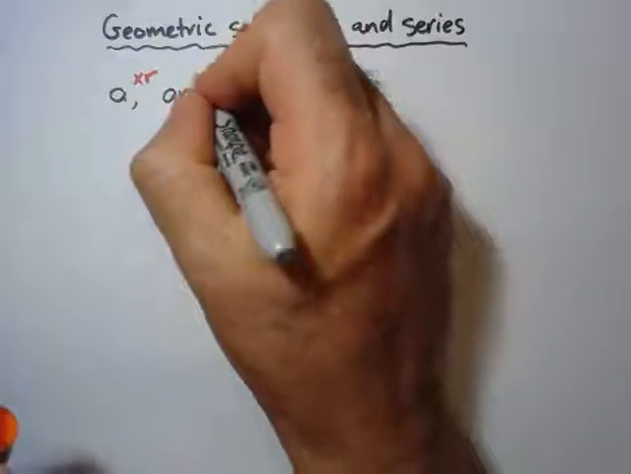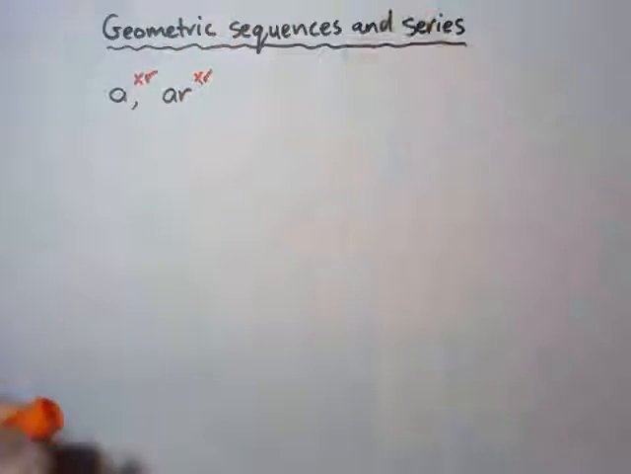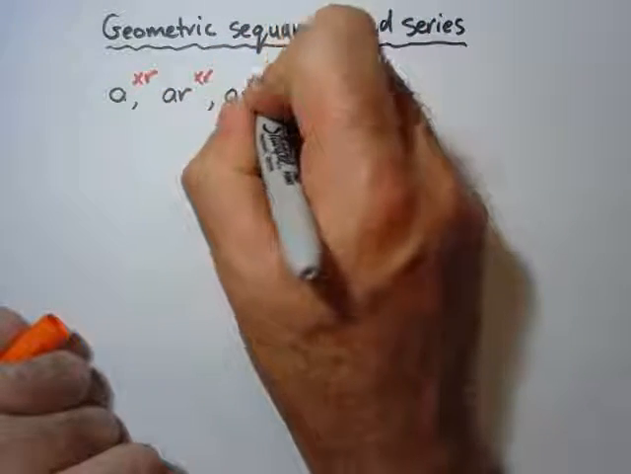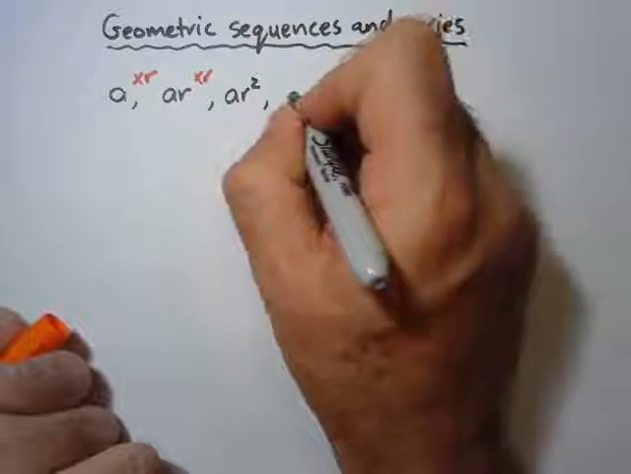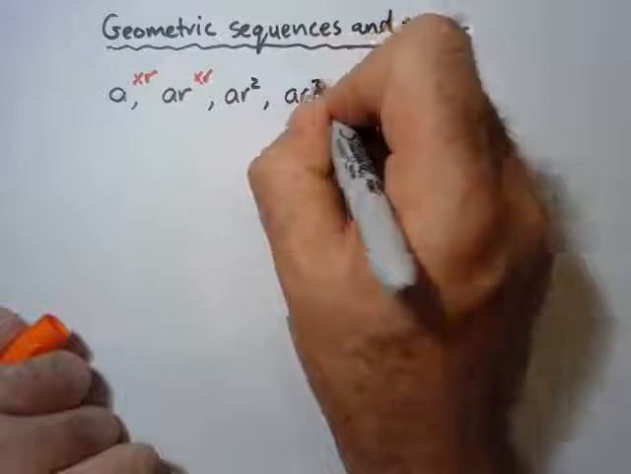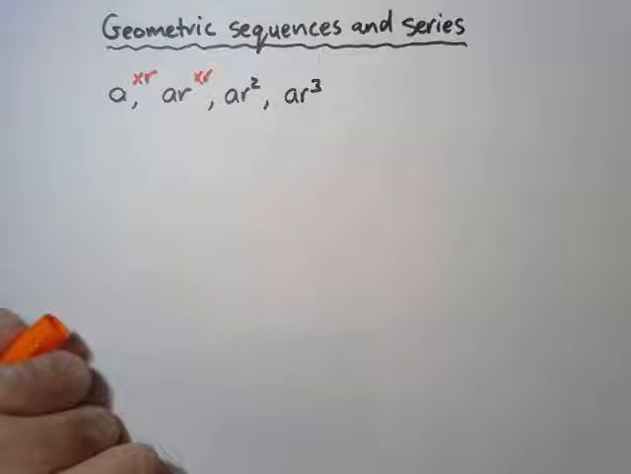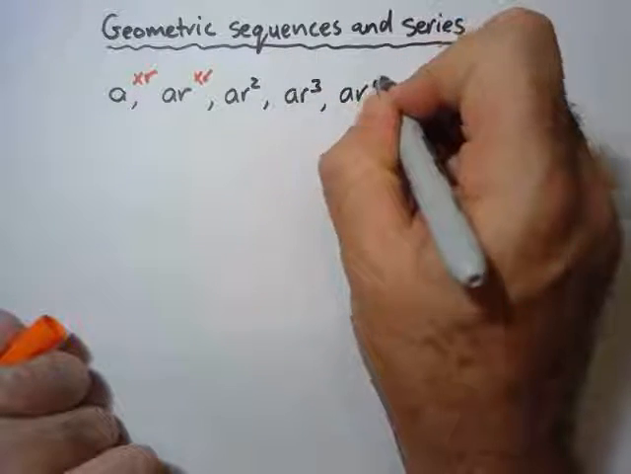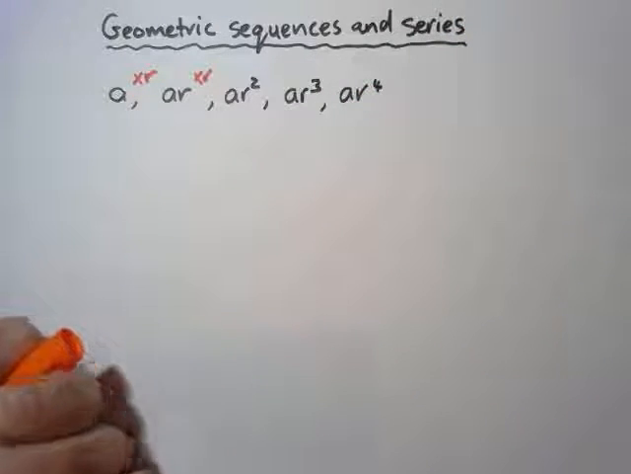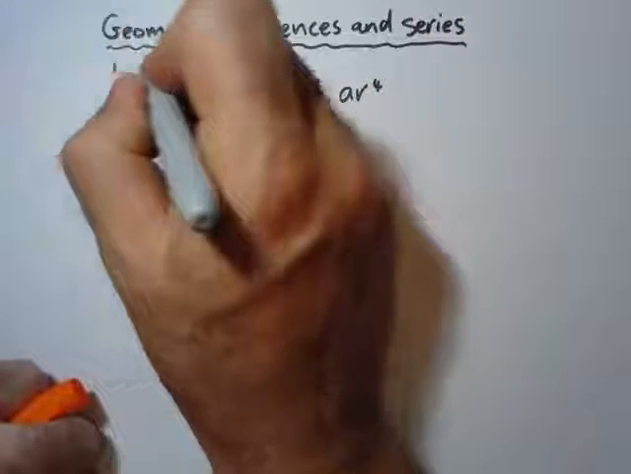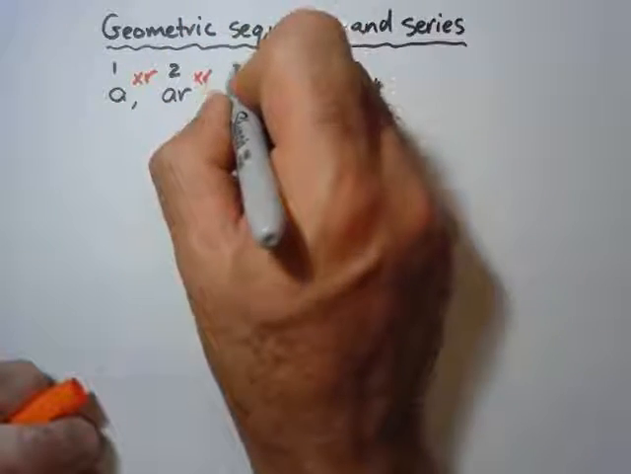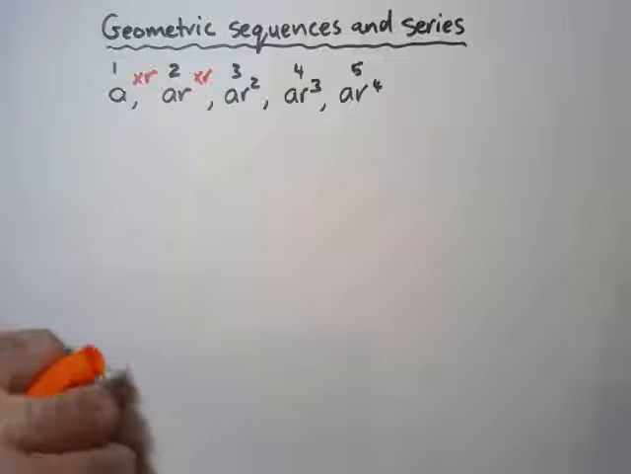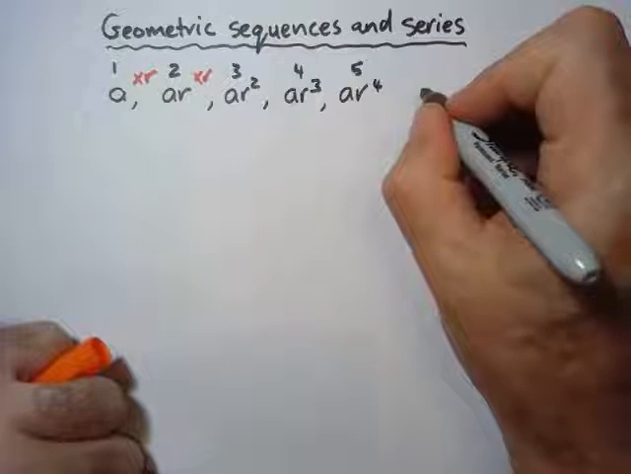I will then multiply again for my third term, and this becomes ar squared, times r will be ar cubed, and so it goes on. Let's put one more. So to quickly look at what we're going to have, this is my first term, second term, third term, fourth term, fifth term.